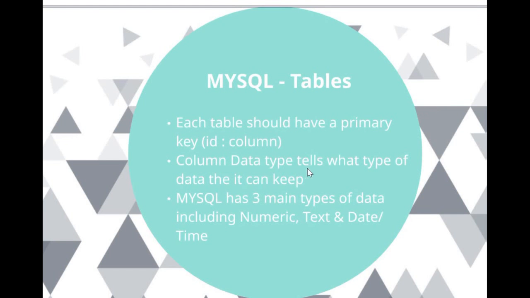Next, we have column data types, and these tell us what type of data can actually be stored inside of it. So SQL actually has three main data types, and these include numeric, text, or it's also known as string sometimes, and then we have date and time. And again, I'll go through that in much more detail once I go to demonstrate how to put.